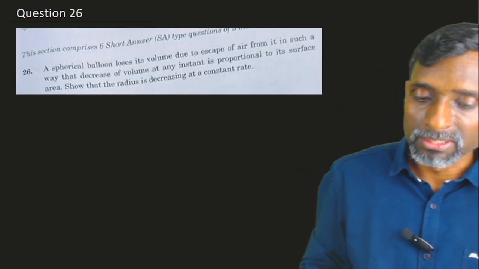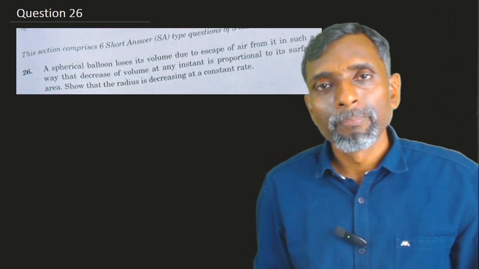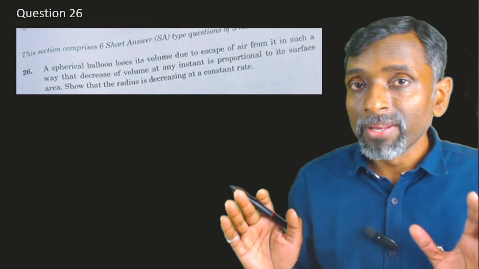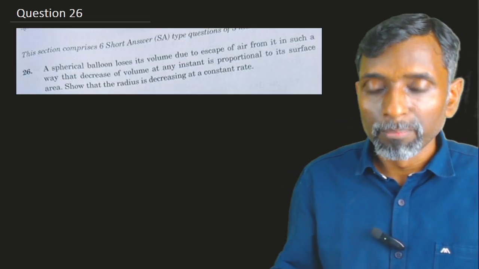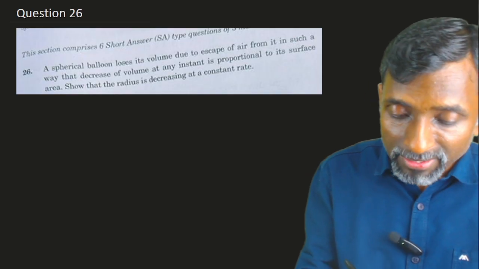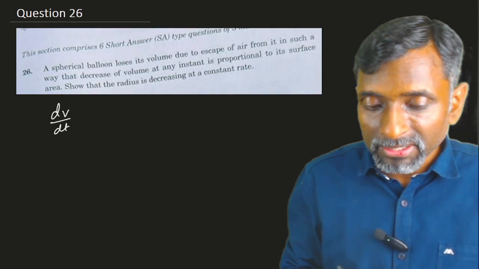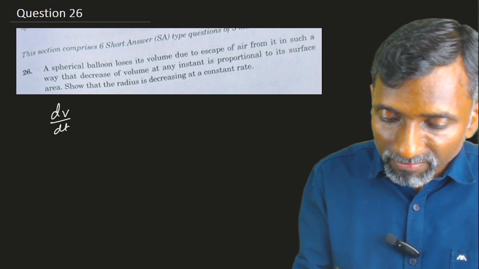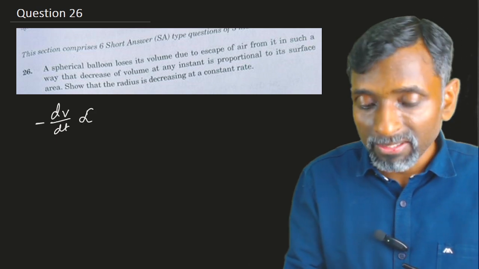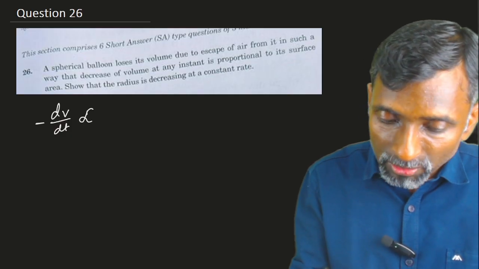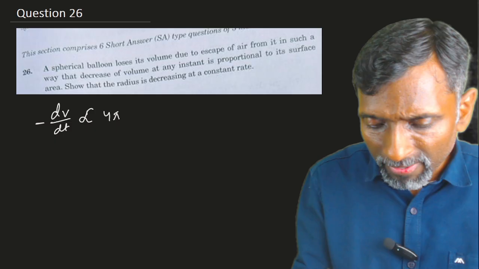Okay, question 26. A very important and very tricky question. Read the question very carefully. A spherical balloon loses its volume, meaning the volume is decreasing. Volume decreases in such a way that the decrease in volume is directly proportional, meaning minus dV by dt is proportional to its surface area. You know, the surface area of a balloon is what? 4 pi r square.